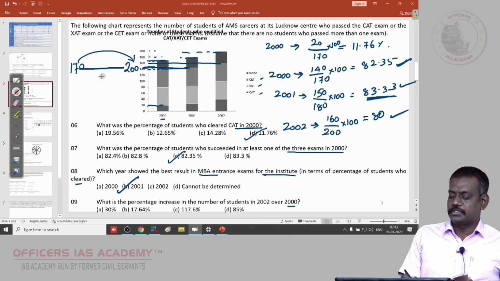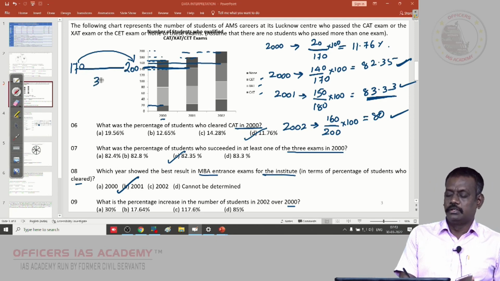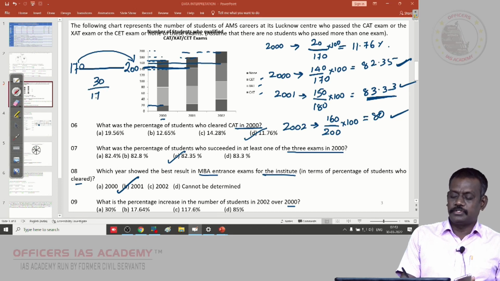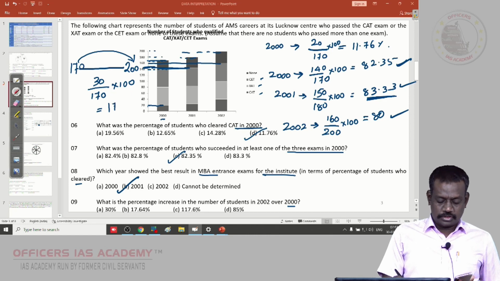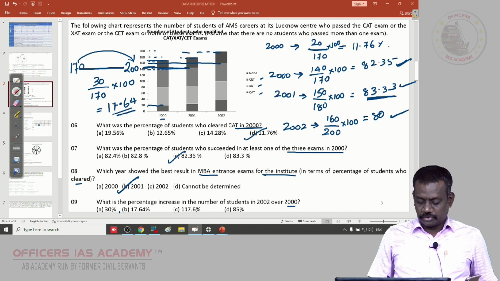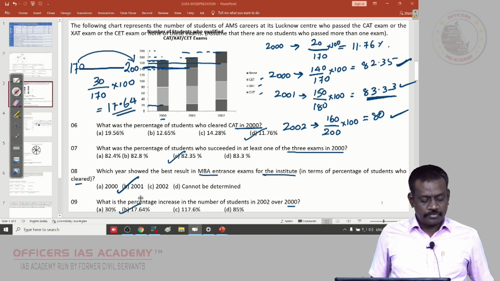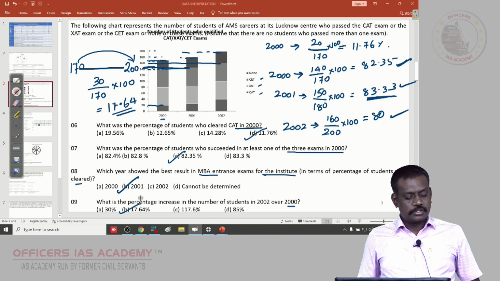So find the difference. The difference is 30. That should be divided by the number which is existing at the beginning, into 100. So you will get 30 divided by 170, which is 17.64. Okay, we have the option B, 17.64.